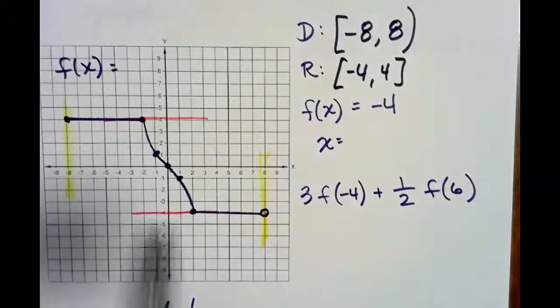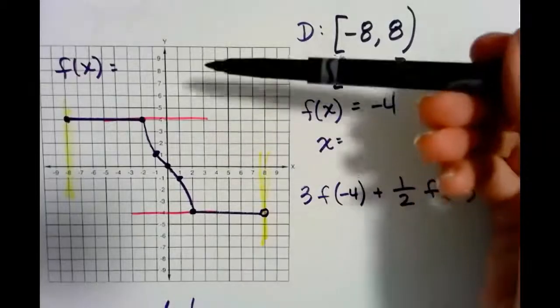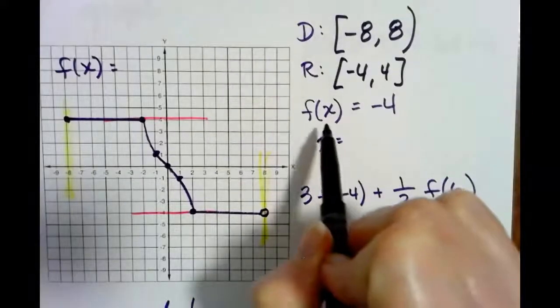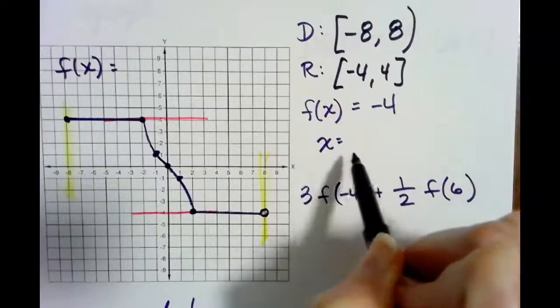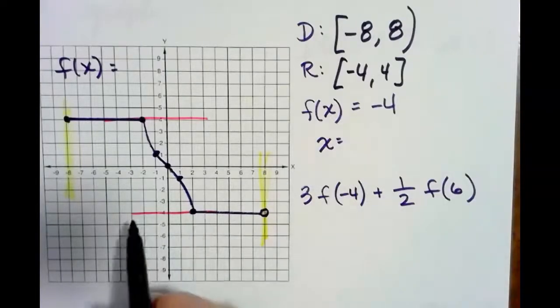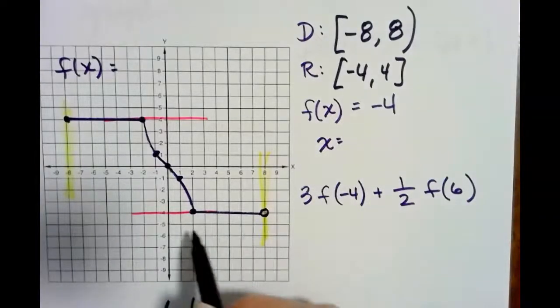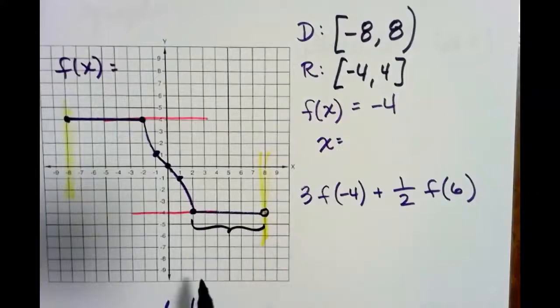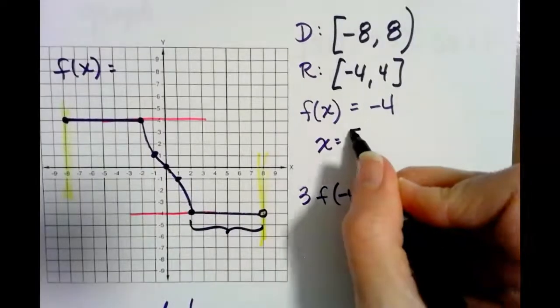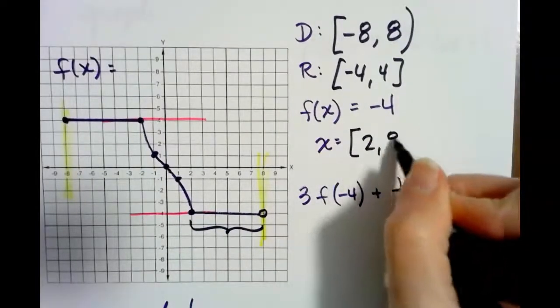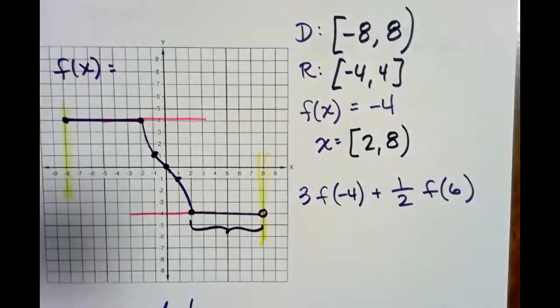Remember, the domain is read from the left to the right, the range is read from the bottom to the top. So if f of x equals -4, what's the value of x? So if we go to -4, which is here, that will be all infinitely many of those x values. So that will be from 2 to 8. So bracket on the 2 and then parenthesis on the 8.